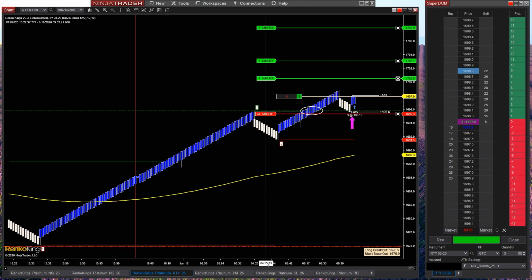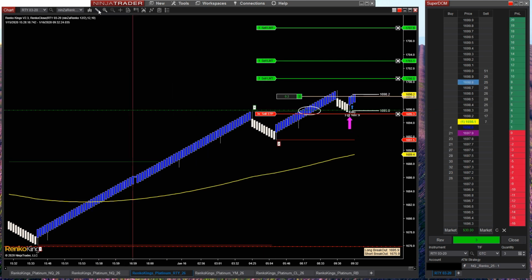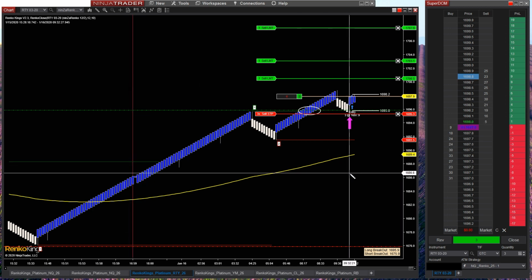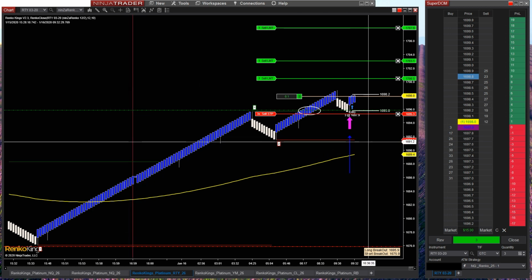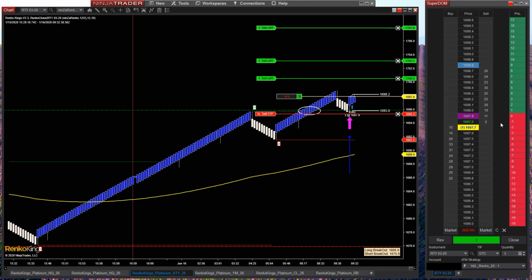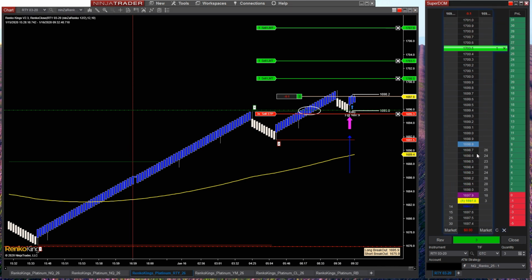Order filled. Buy signal. Okay, nice. We got filled. Go ahead and mark my entry. And now we just need follow through, right? Go check my targets.